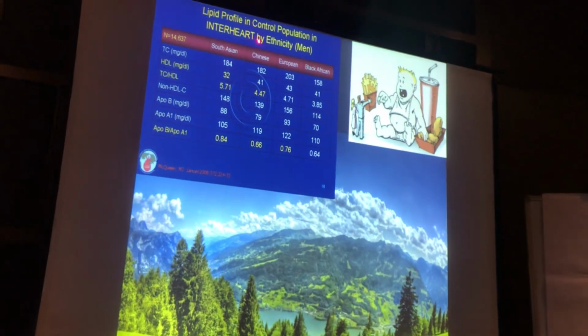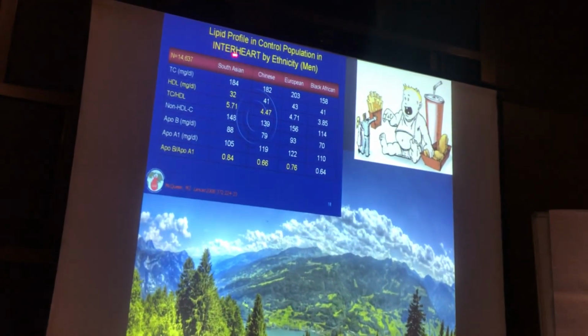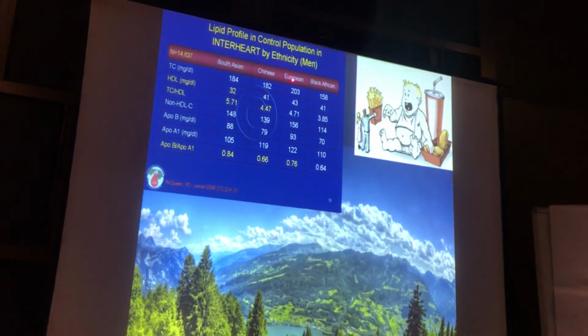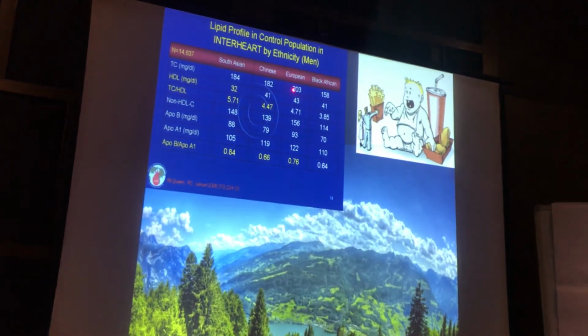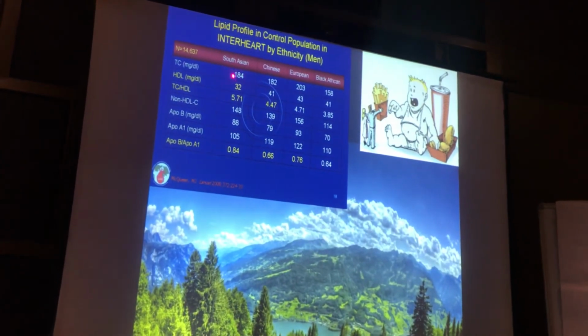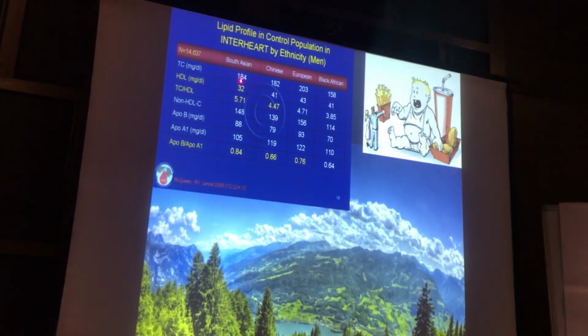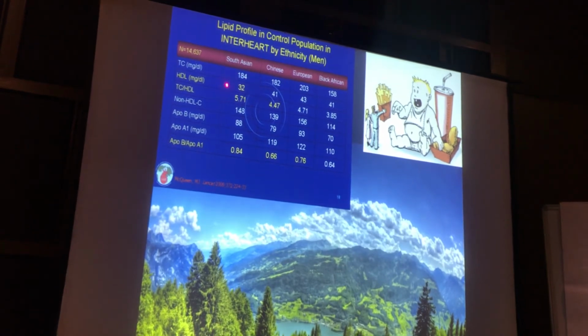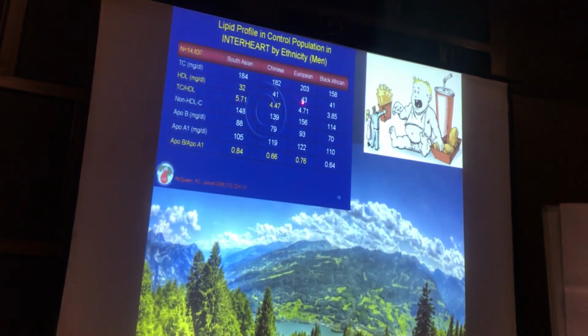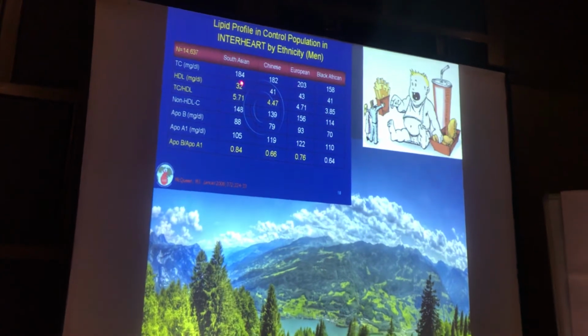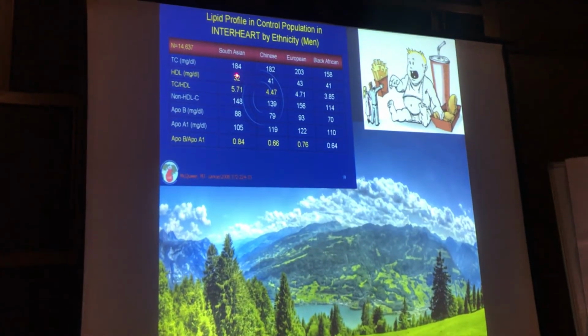If we see the lipid profile in the control population in the INTERHEART study, and compare with the European person, the cholesterol is not very high. As compared to 203 in the European person, we have 184 milligrams of cholesterol, so it's on the lower side. HDL is also on the lower side as compared to the European population, which is a harmful fact, and the LDL is not very high.